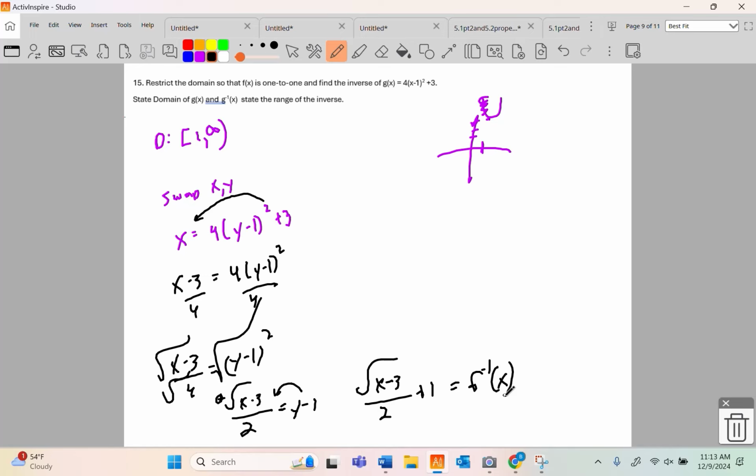And we're supposed to think about the range of the inverse. Okay, that's a square root function. It's right 3, opposite sign, up 1, and it's a positive, so it opens up. All right. So the range is 1 growing to infinity.